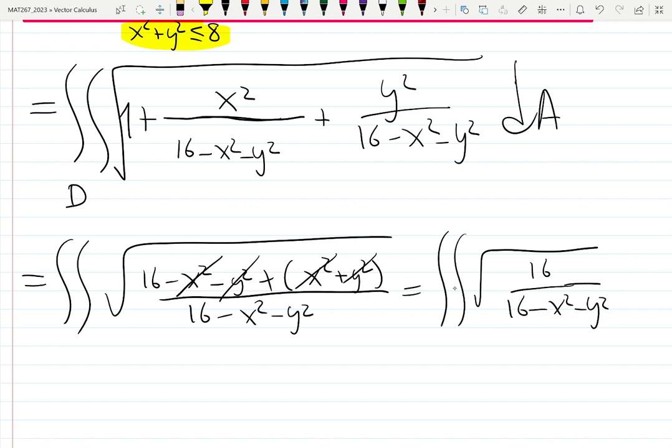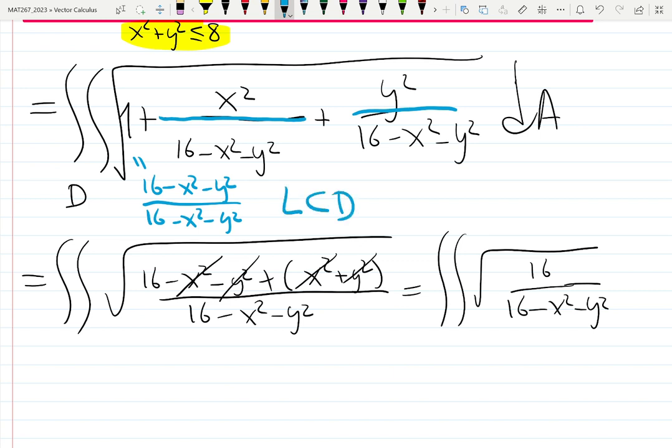Yes? Oh, thank you for asking. This is 16 minus x squared minus y squared over 16 minus x squared minus y squared. And then you create common denominator, right? So over 16 minus x squared minus y squared over 16 minus x squared minus y squared. And then you merge them together. Least common denominator. Yeah, right? LCD? Sounds like a drug, but okay.